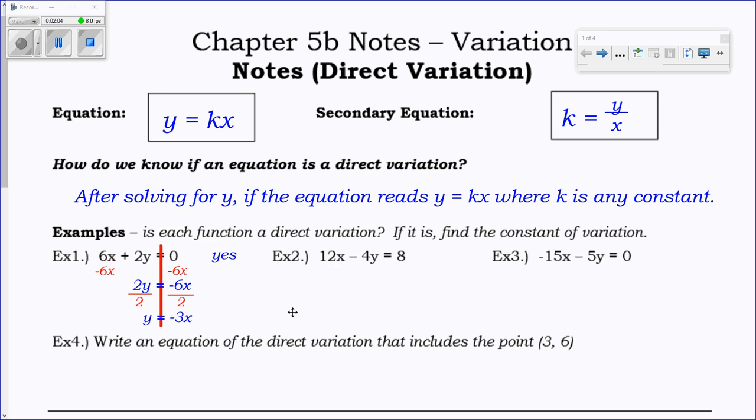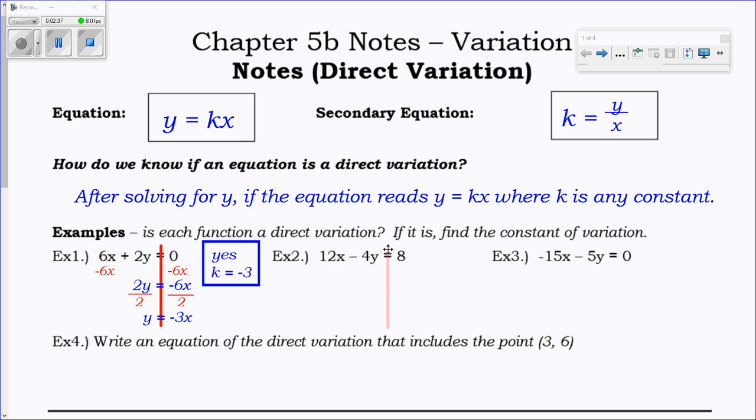And the constant is the number. So what's the constant of variation? The constant is negative 3. And that's your final answer. So yes, it is a direct variation. K equals negative 3. So basically, you put it into y equals mx plus b form, but if there's no b, then you're good to go. If it's just y equals mx, then it's a direct variation. And m is kind of like our slope. M is our constant.